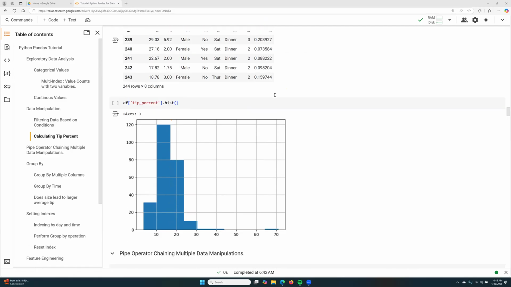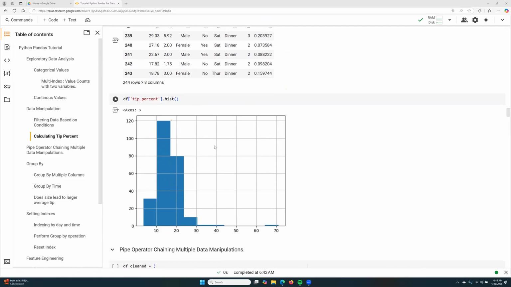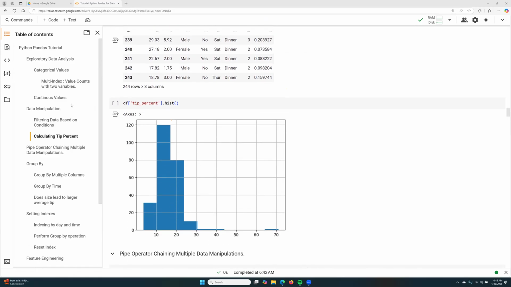So here we take a histogram of it, right? And if we were to impose a density on this, which I didn't, you could see that there are these outliers as well. Histograms are good at pointing out the outlier values. This is 70% too, so that's a lot. That's a lot of tip to give, especially in this day and age.